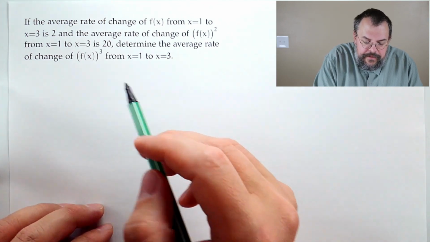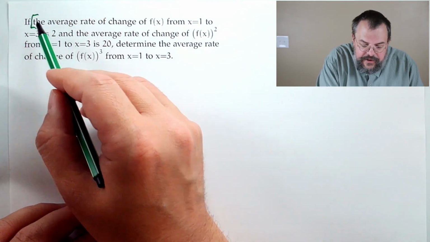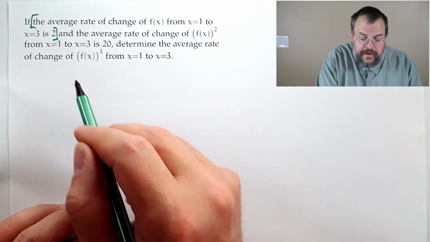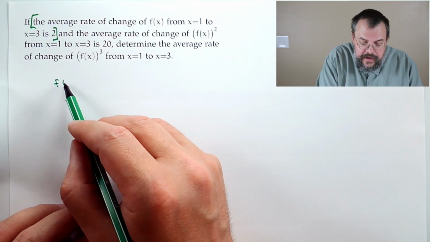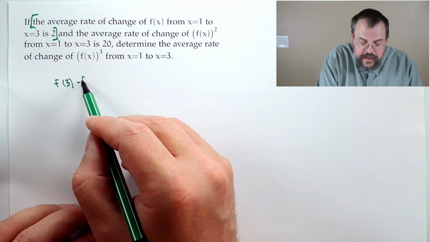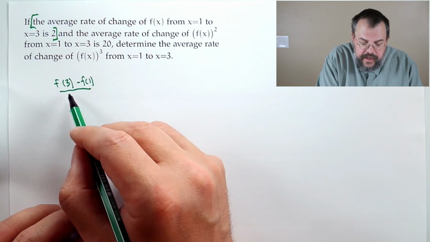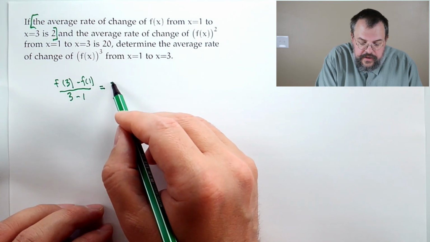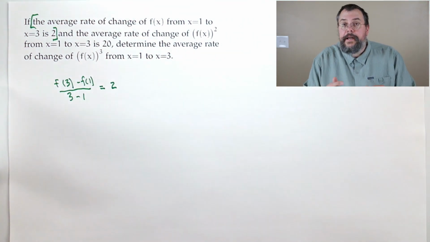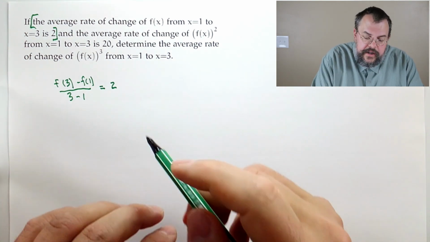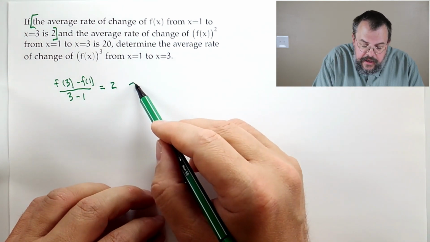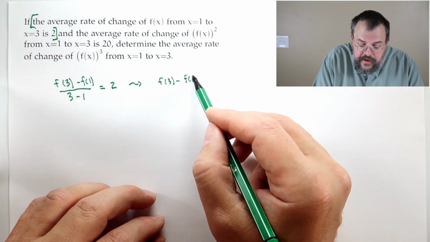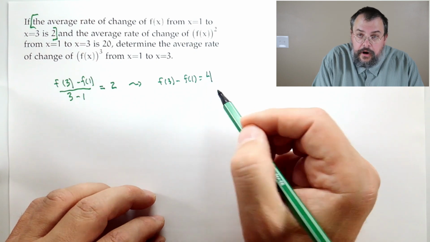So we're going to have some statements here. So we have the first one. The average rate of change of f of x from 1 to 3 is 2. So we have that f of 3 minus f of 1, divided by 3 minus 1, is going to be equal to 2. All right. And let's go ahead and just clean up our fractions right away. So that says that f of 3 minus f of 1 equals 4. Good.